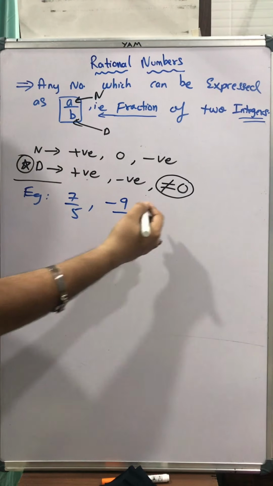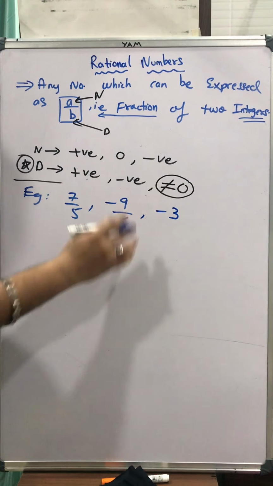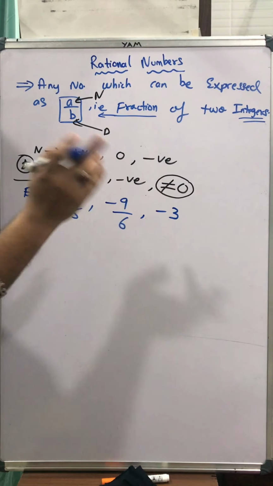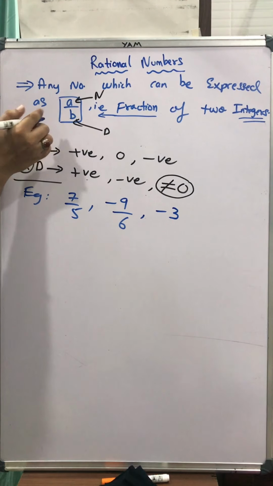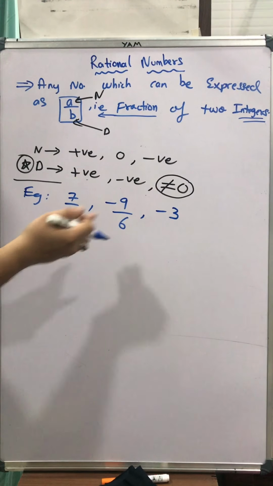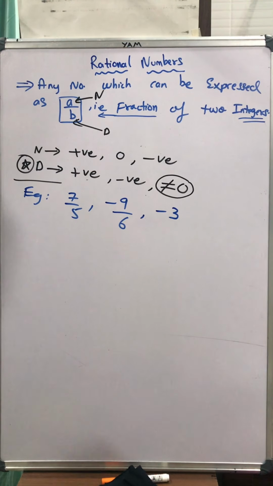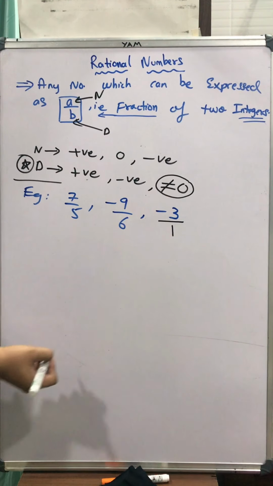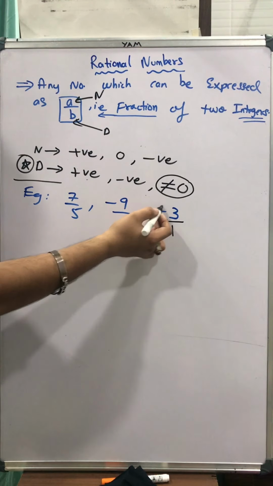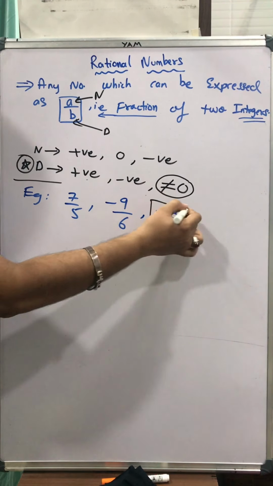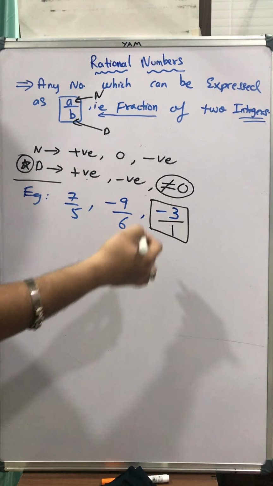Now one more example, students. Minus 3. If I write only minus 3, is this a rational number? Now you will be confused a little bit. You will say, sir, you told us there should be a fraction, something in the denominator at the place of b, but here we don't have anything, so this is not a rational number. But then I will say, no students, no. Anytime in the denominator I can put 1. Minus 3 is an integer, and 1 is also an integer. So minus 3 upon 1 is also a rational number.